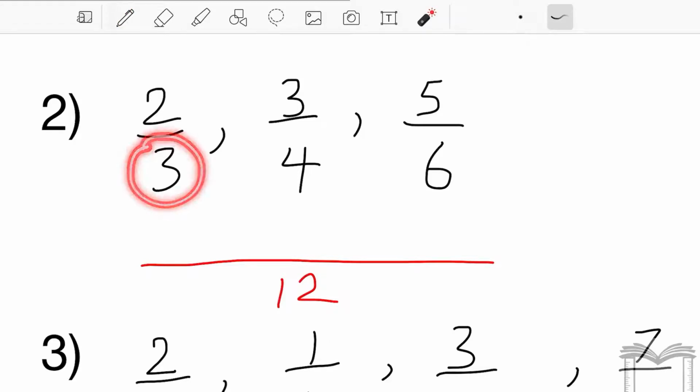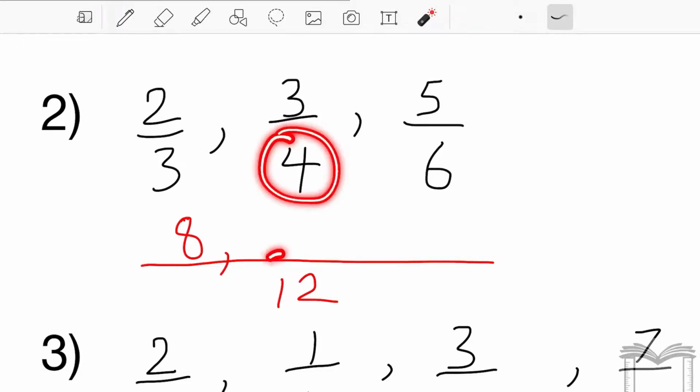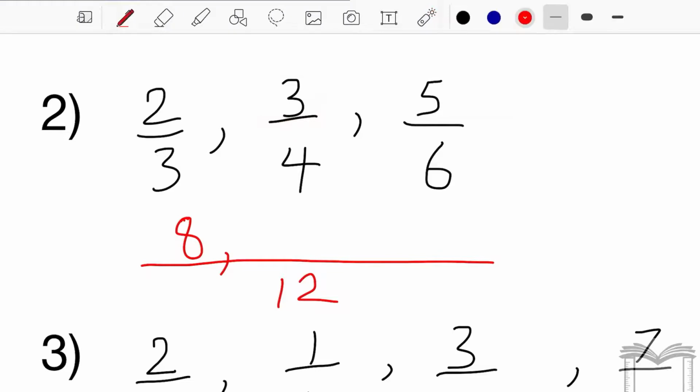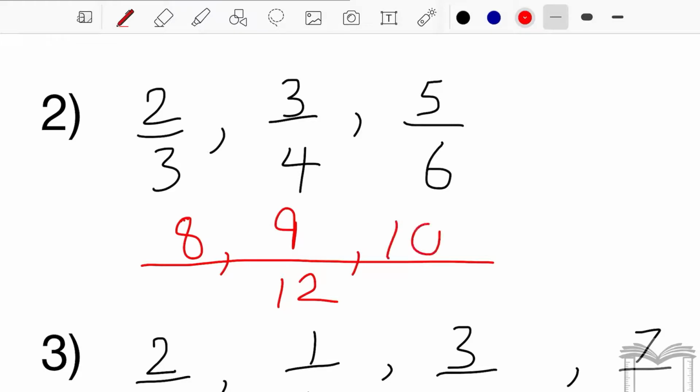3 into 12 is 4. 4 times 2 is 8. 4 into 12 is 3. 3 times 3 is 9. 6 into 12 is 2. 2 times 5 is 10. So this happened to be in ascending order already.